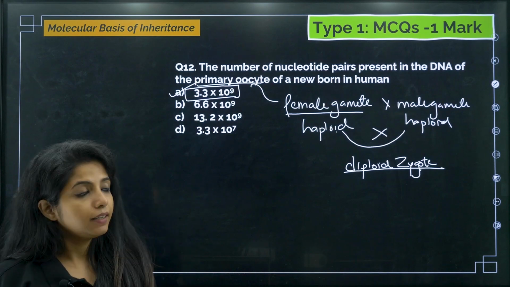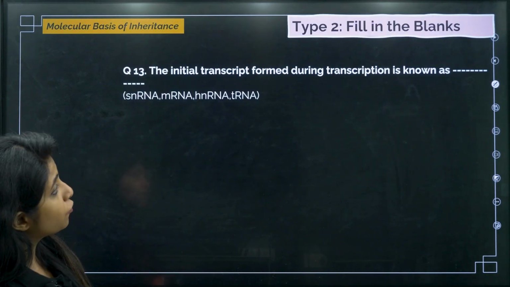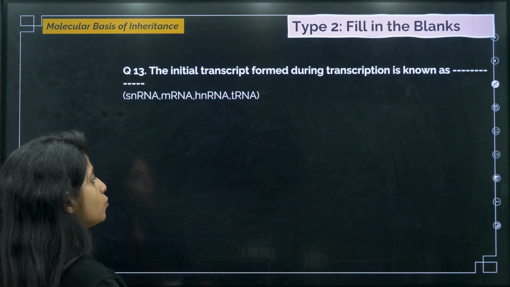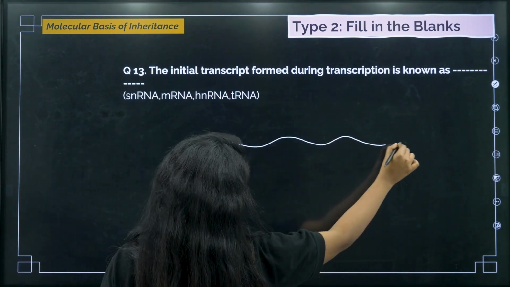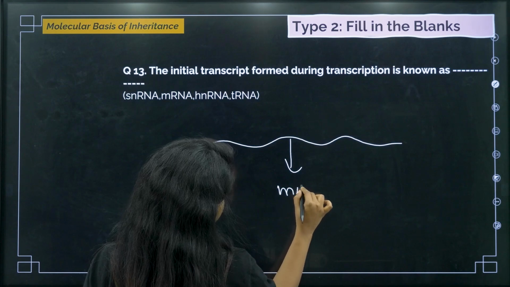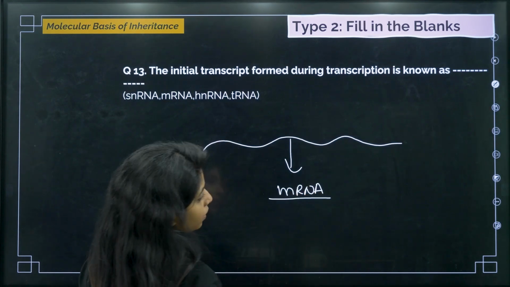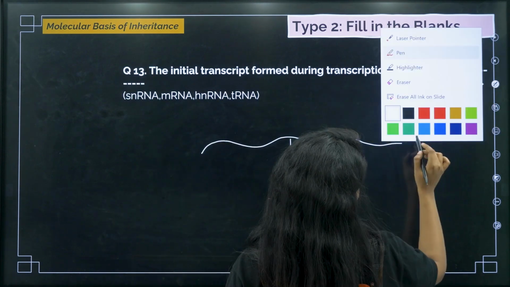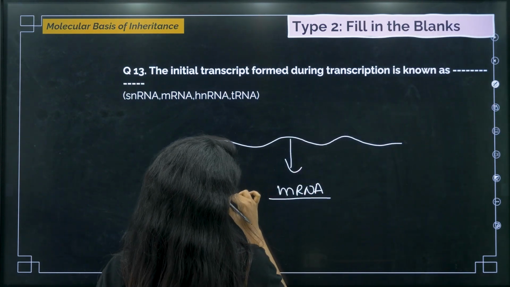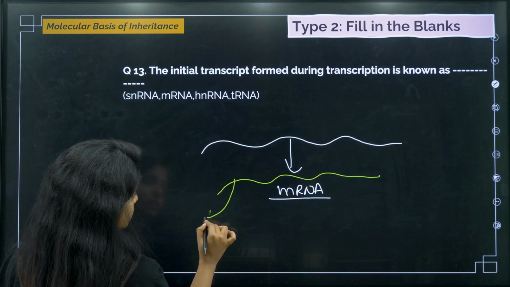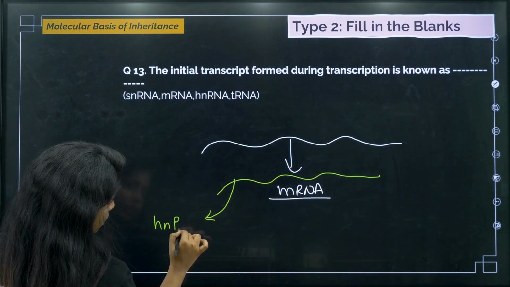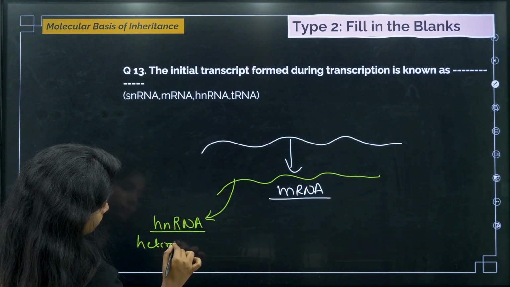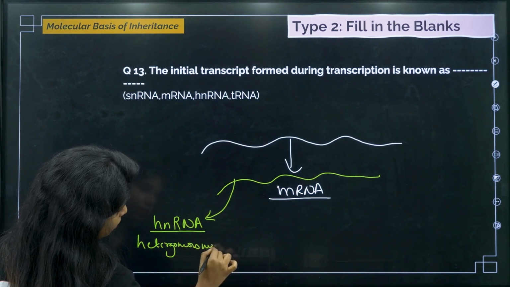Works? Cool? Going ahead. The initial transcript formed during transcription is known as... So the initial transcript that is formed, we say that this is DNA, DNA is going to form mRNA, but is it like that? Does it directly form mRNA? No, children. There is an initial transcript that is being formed, which is not known as mRNA. Instead, this thing that is being formed will be known as hnRNA, that is heterogeneous nuclear RNA.